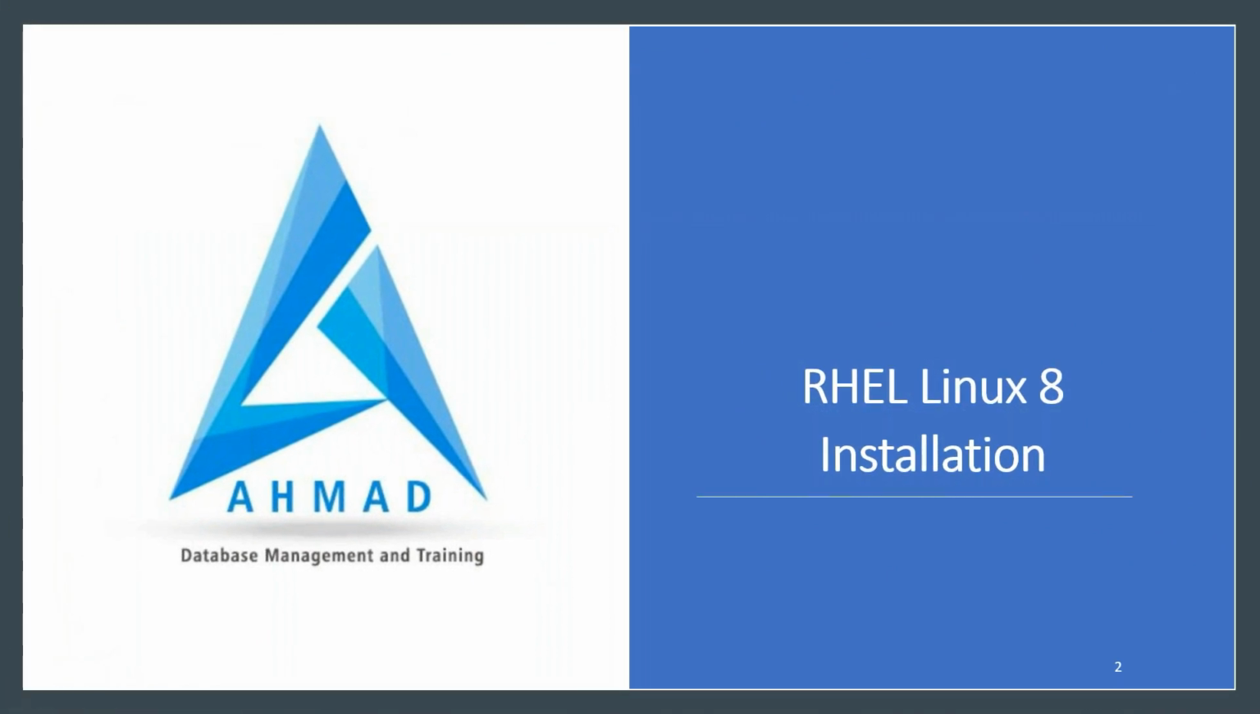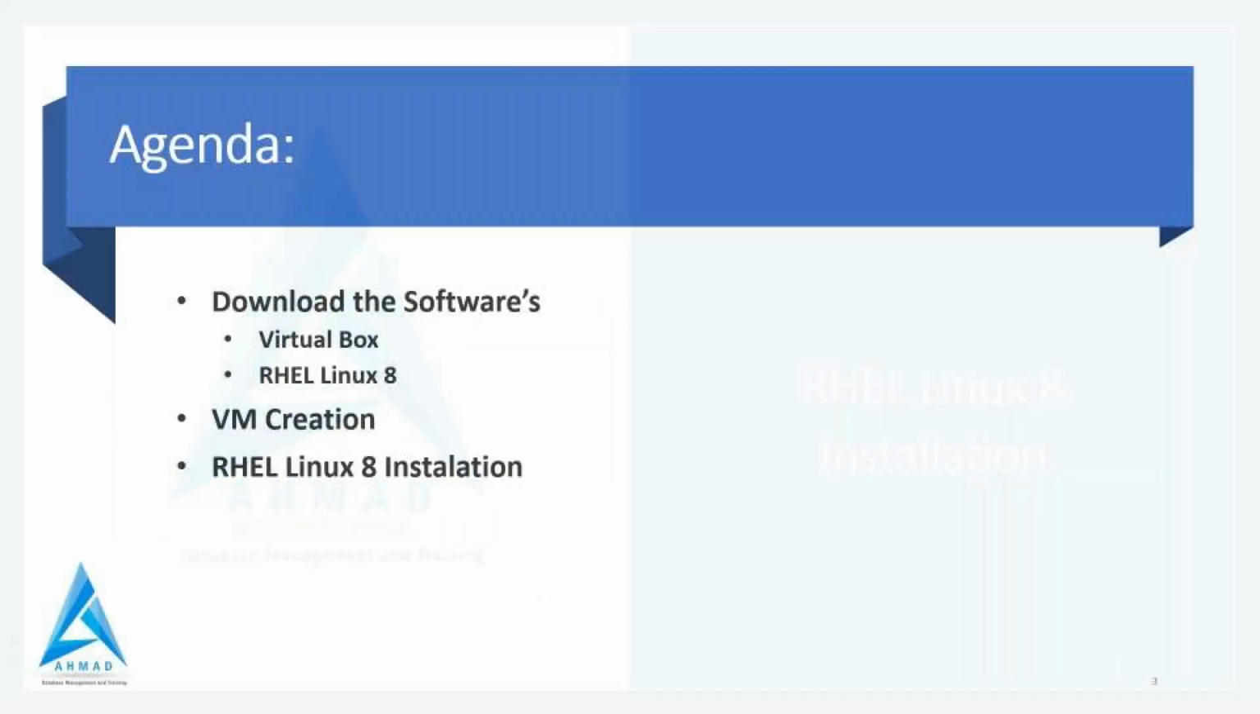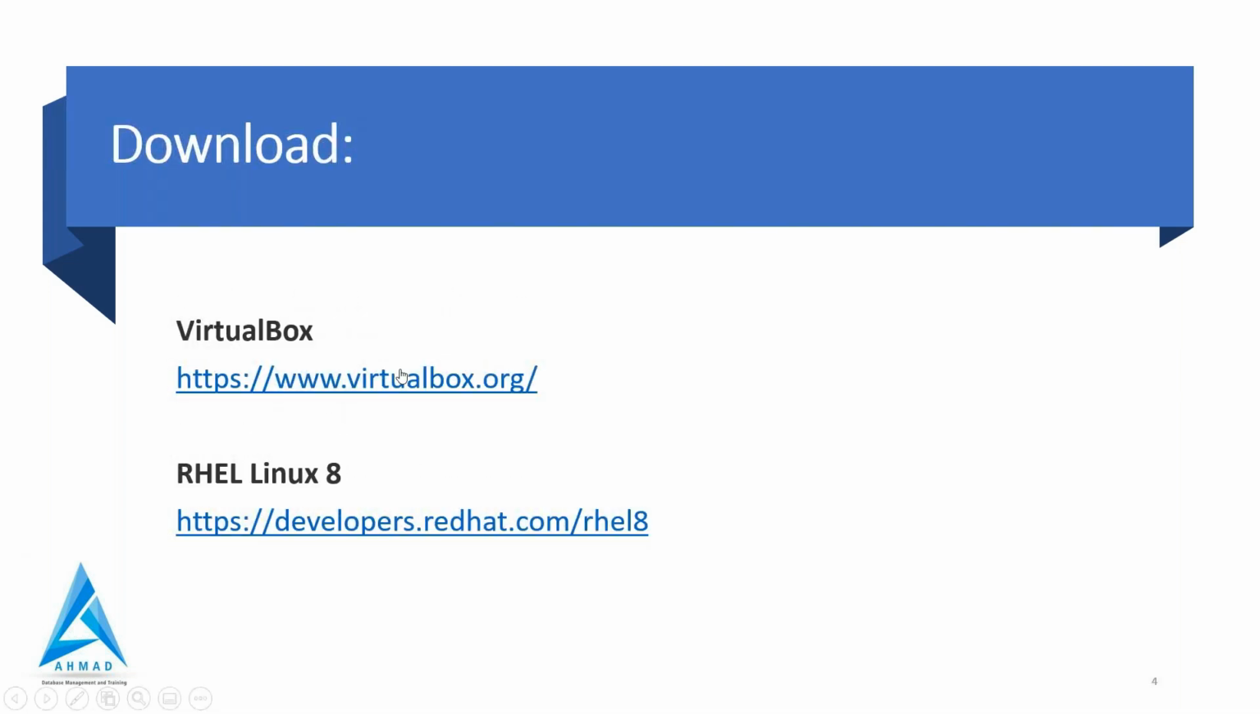Red Hat Linux 8 installation. In that, I will show you how to download the software from that link, that is VirtualBox for Linux installation and Red Hat Linux 8 installation. So first I will do VM creation and then Red Hat Linux 8 installation. And this is the link.